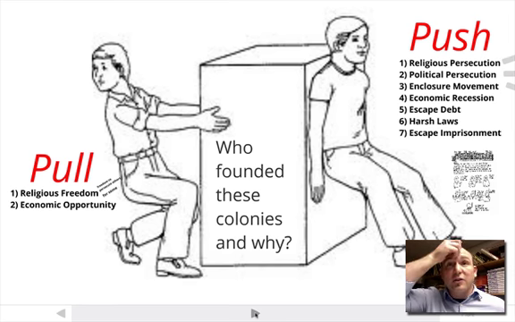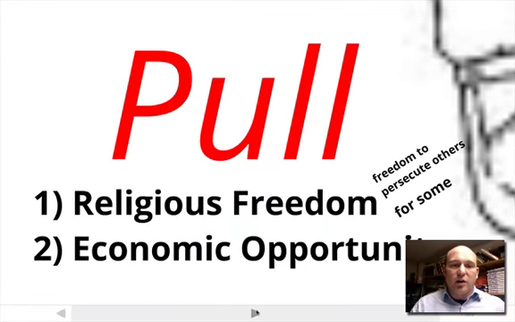Historians like to split these variables up into push and pull. There are certain elements that pulled people to the American colonies, and certain variables that pushed people to come. In terms of the pull, the things that drew people to the American colonies were, number one, religious freedom and economic opportunity. These are two of the biggies. Religious freedom, and to some degree political freedom. But just because they were coming here to be free to practice their own religion does not mean that the religion they proposed gave everybody else the freedom to practice their religion.